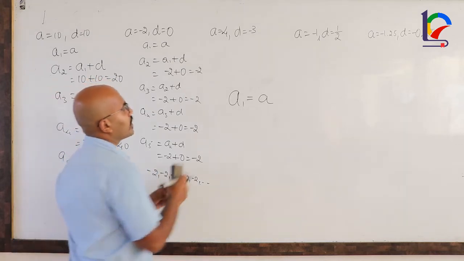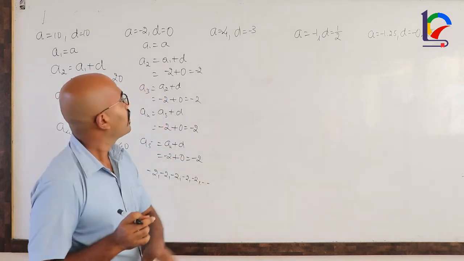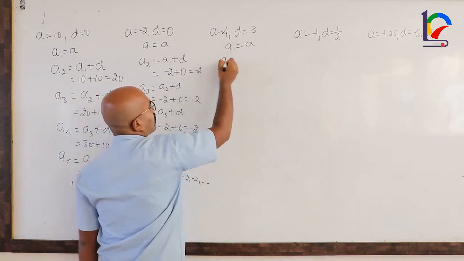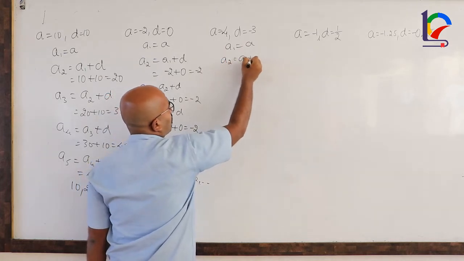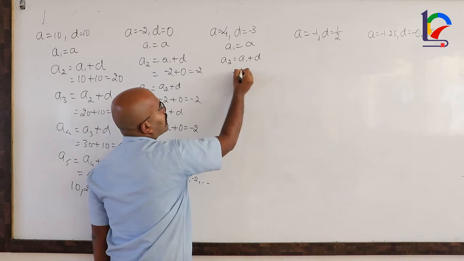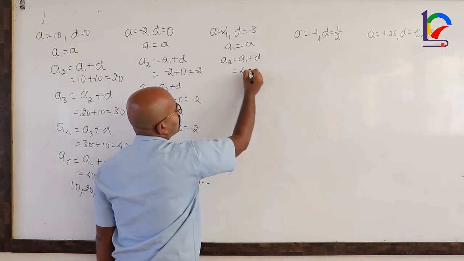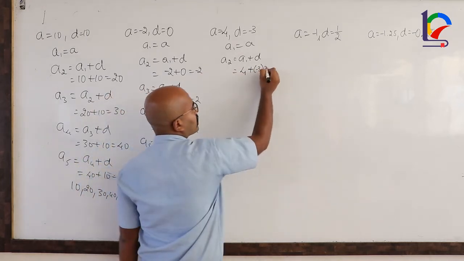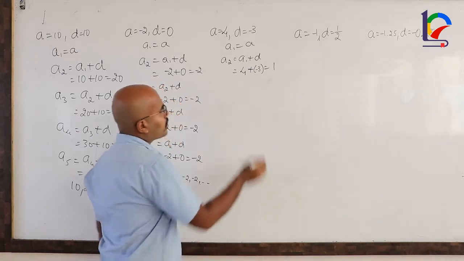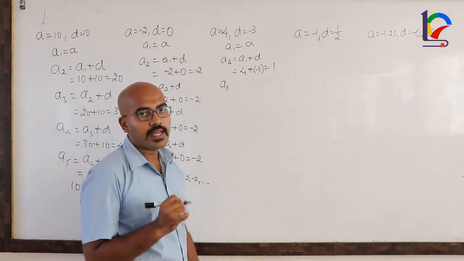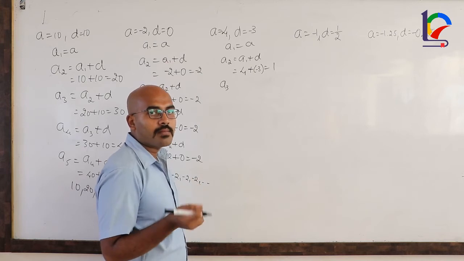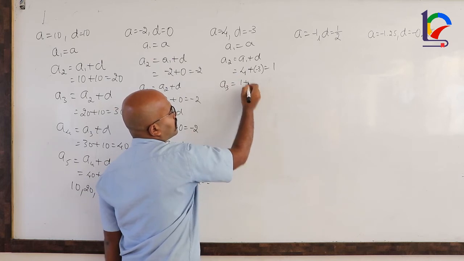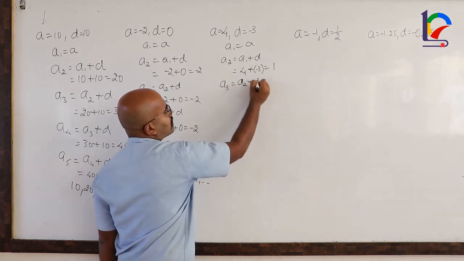So similarly, if we take the third example, A is 4, D is -3. So A1 is A. What is A2? A1 plus the common difference D. A1 is 4, D is -3. So 4 plus -3 is 1. So the third term, A3, it is the second term plus the common difference.